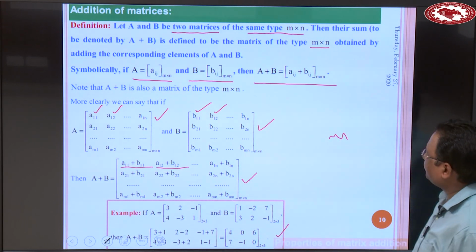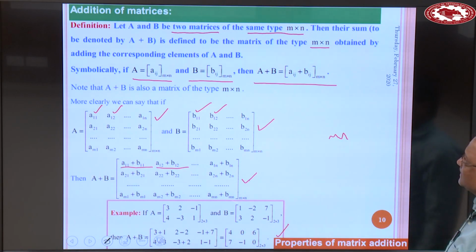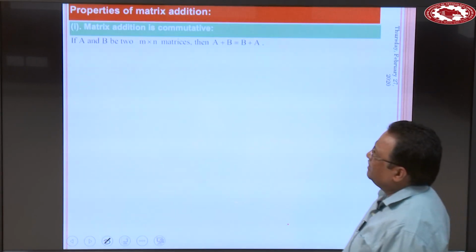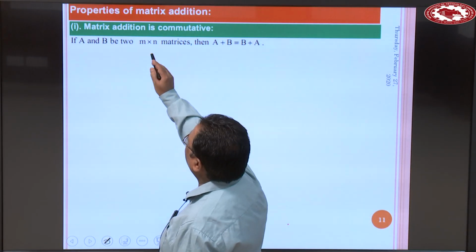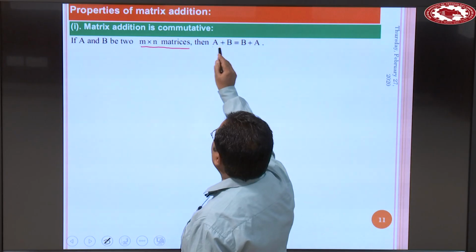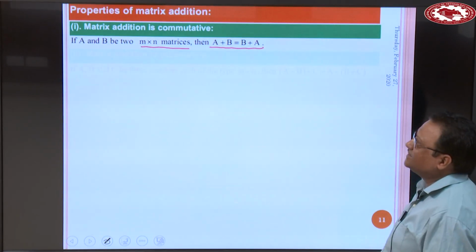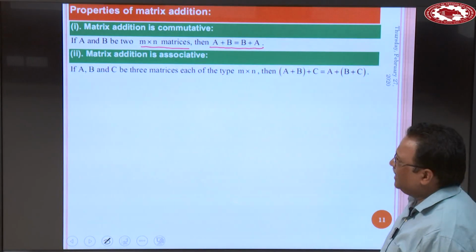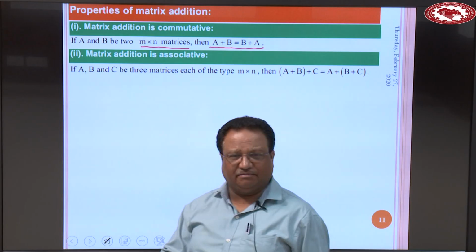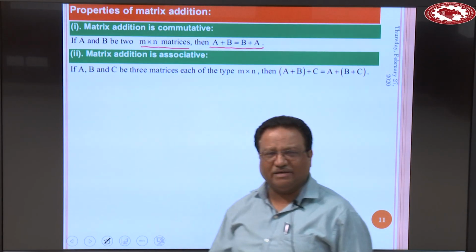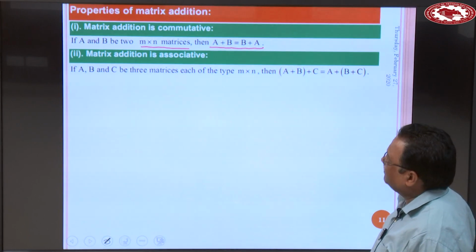Okay. Next one is, what are the properties of matrix addition? Matrix addition is commutative. Commutative means if A and B are two m by n matrices, then A plus B is equal to B plus A. So, matrix addition is commutative. Okay. And you can prove all these properties with the help of the basic definition of these matrices and addition of matrices.